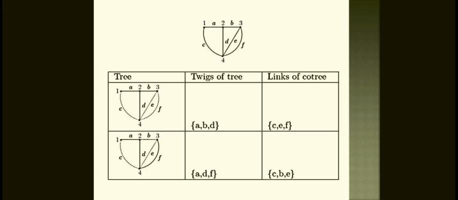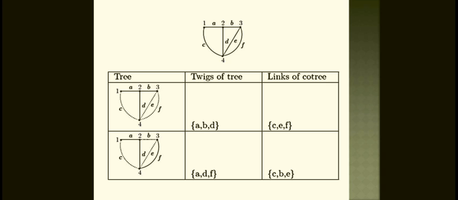Observe that the solid lines are called the tree, and the dotted lines are called the core tree. That means the core tree is the complement of the tree. Here the tree has 4 nodes, 1, 2, 3, 4, and only 3 branches. So what are the branches? A, B, D. These are the twigs of the tree.